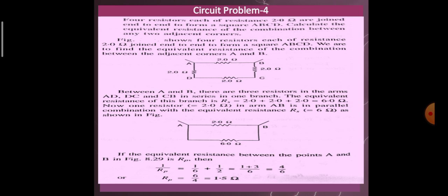Between A and B, there are three resistors in the arms AD, DC, and CB in series in one branch. The equivalent resistance of this branch is Rs is 2 plus 2 plus 2, which is 6 ohm. Now one resistor, that is 2 ohm in arm AB, is in parallel combination with the equivalent resistance Rs, which is 6 ohm. Therefore, the equivalent resistance between the points A and B, as in the figure, is 1 by Rp is 1 by 6 plus 1 by 2, which is 1 plus 3 by 6, which equals 4 by 6. Therefore, the resistance in parallel combination is 6 by 4, which is 1.5 ohm.